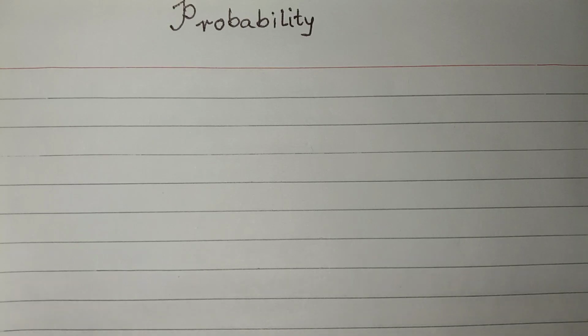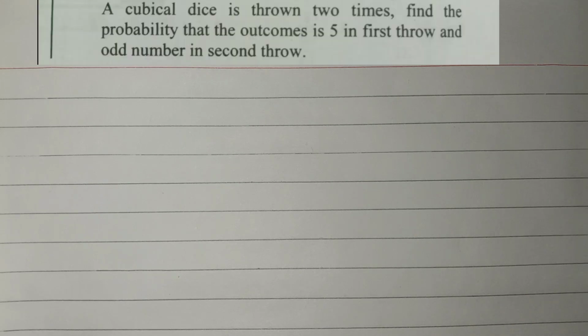Hello, in this video we're going to discuss probability, and let's take the first question. The first question is: a cubical dice is thrown 2 times. Find the probability that the outcome is 5 in the first throw and an odd number in the second throw.